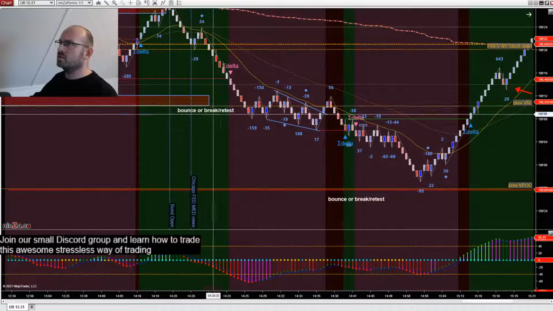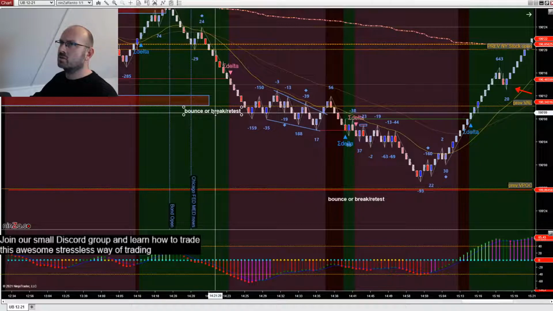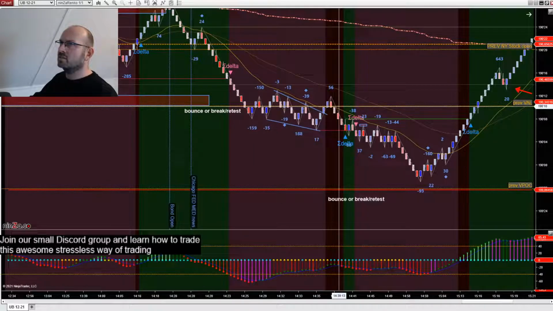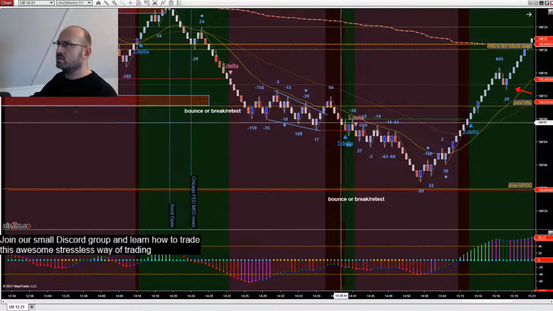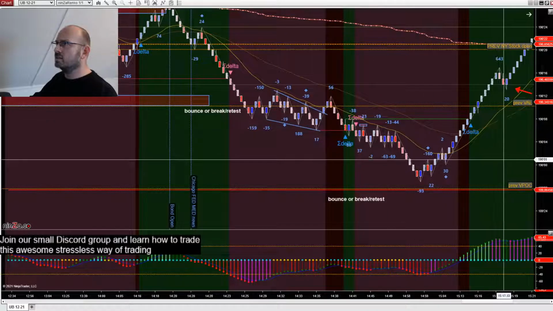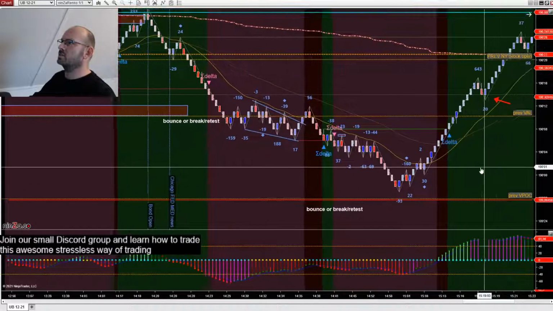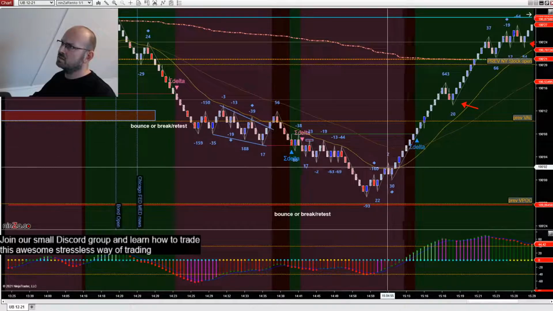This is just a setup. I planned it, bounce or break and retest of this level. It broke, retested, continuation. But again, this is not clean. This is not how I like to see it. I like to see setups like this.